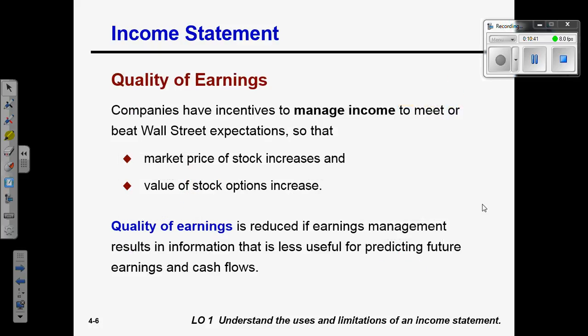Okay. All right. Anyway, quality of earnings. Okay, this is talking about the idea of managing earnings. There's two things that you might do. You might smooth your earnings.